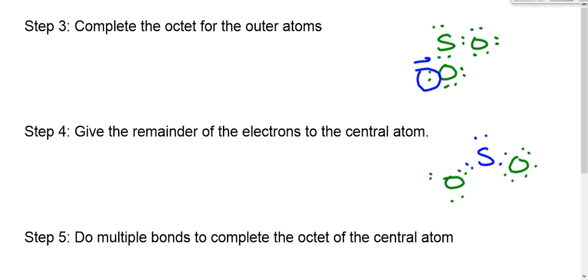Okay. So what shape would this be? Well, this looks awful familiar. It looks like a bend-shaped molecule. Okay, and that's how you draw dot diagrams for polyatomic ions.